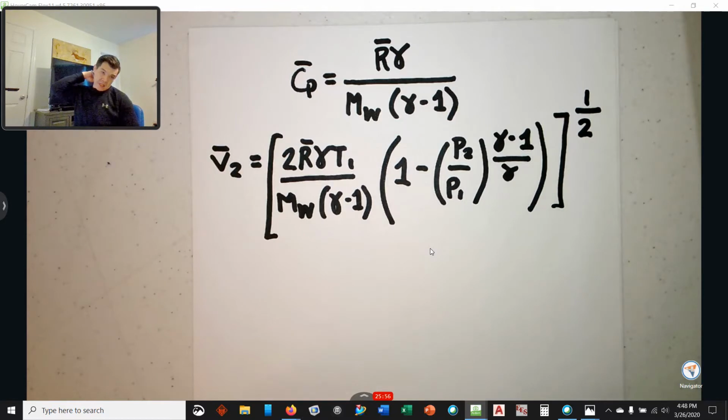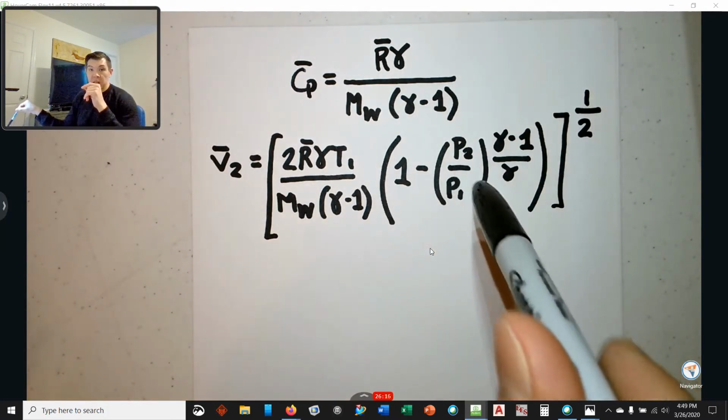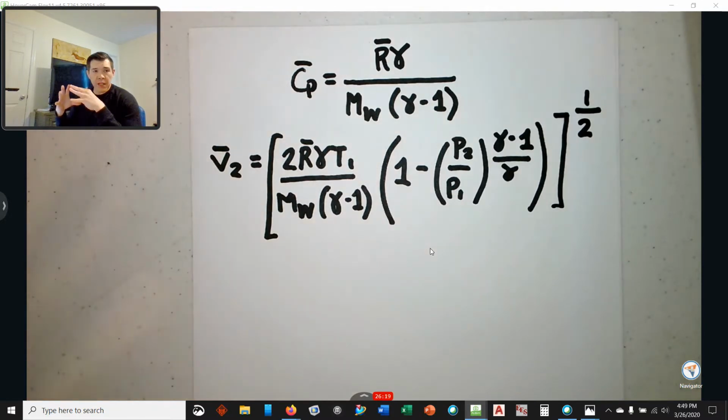We can cast this as a mass flow rate rather than a velocity and look at the mass flow rate as a function of P2 over P1. And what we're going to see is that if we take the differential, so if we look at dm dot dP2, there's going to be a critical pressure at which we get no more additional mass flow.